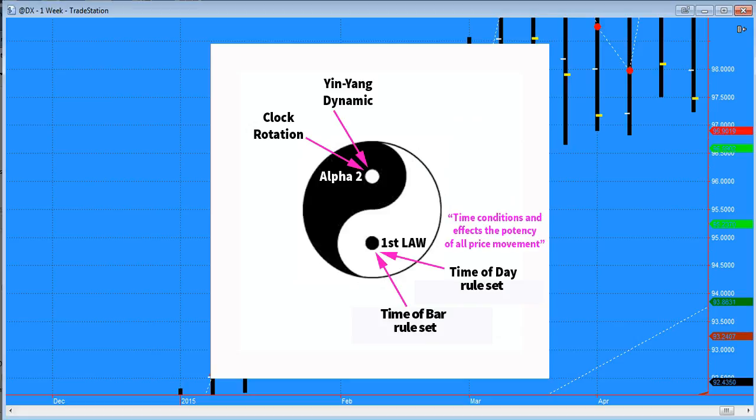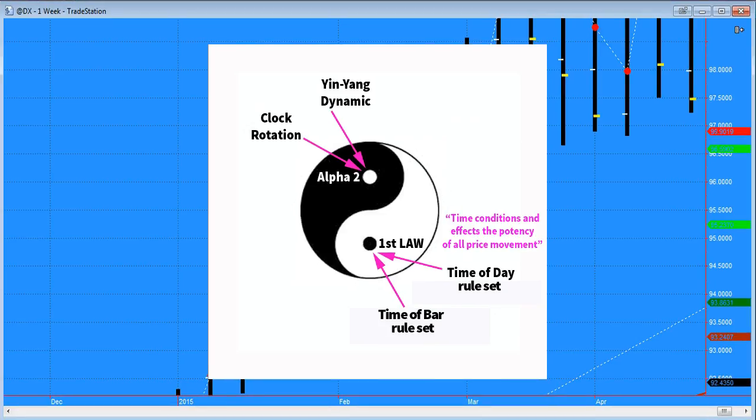The first law of trend dynamics states simply that time conditions and affects the potency of all price movement. From this first law semantic, we have developed and refined 2 submodels. The first time-based submodel, derived from the first law, is a time of day rule set, which serves as a conditioning element or trade selection filter. In other words, we weight signals, accept or reject them relative to when they occur according to volume and liquidity. Think of them as high energy zones during the trading day.